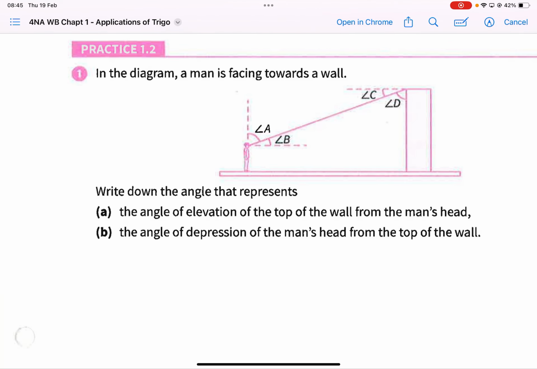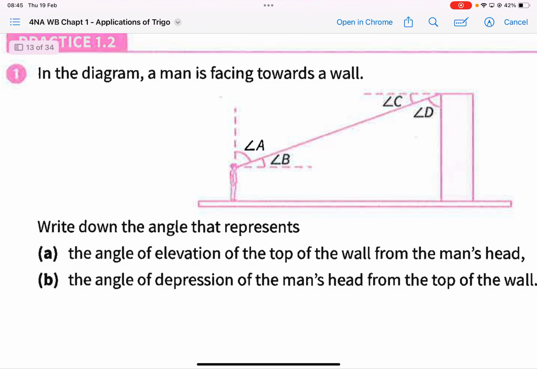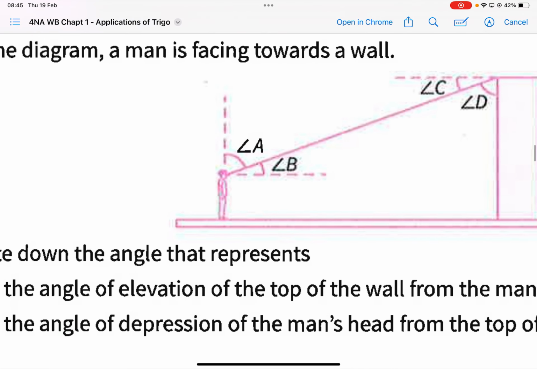Okay, write down the angle that represents the angle of elevation of the top of the wall. Top of the wall is here. Then from the man's head. So the man's head is here. Okay, elevation means going upwards. So it's always measured from the horizontal. So it's this line that is parallel to the ground.